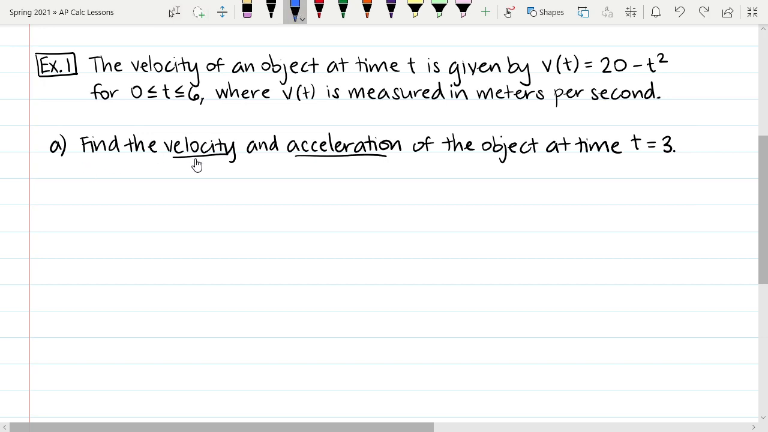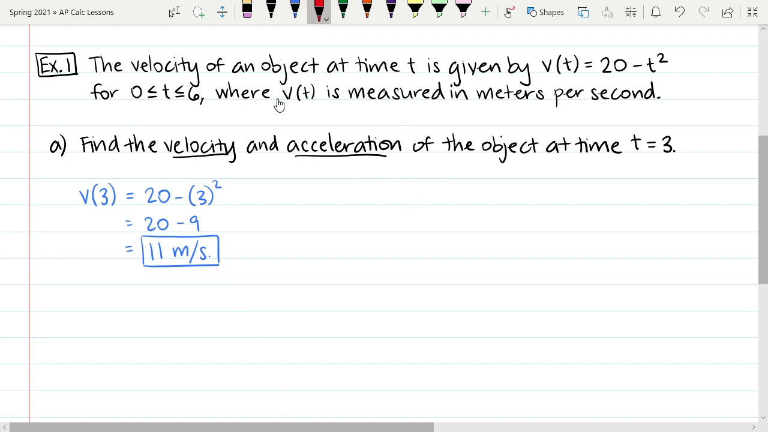Well, if I want to know the velocity at time 3, that means I'm looking for v of 3. The function they gave us is v of t, so to find the velocity, I simply have to substitute into the velocity function. So v of 3 equals 20 minus 3 squared. That's going to be 20 minus 9, which of course gives us 11 meters per second. So the velocity of this object at time 3 is exactly 11 meters per second.